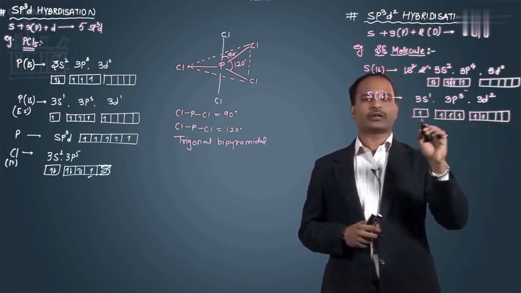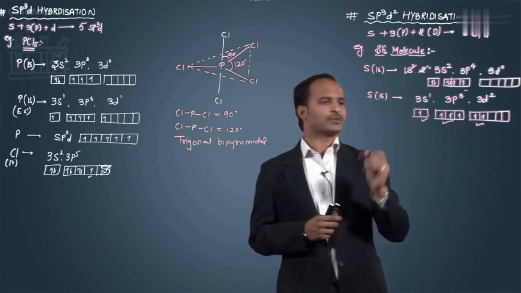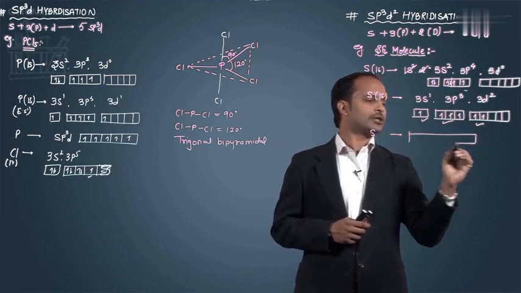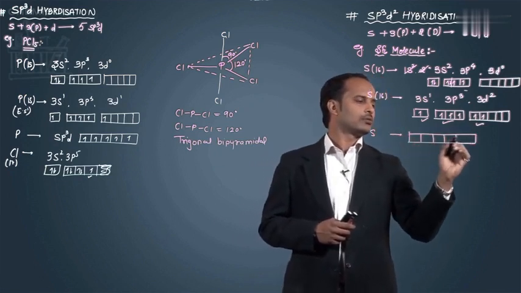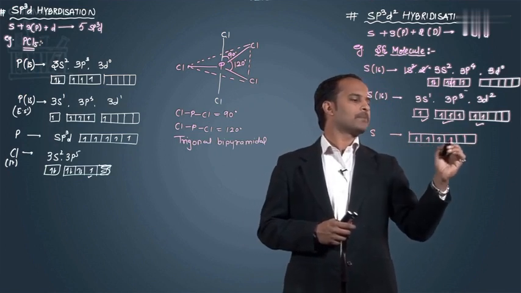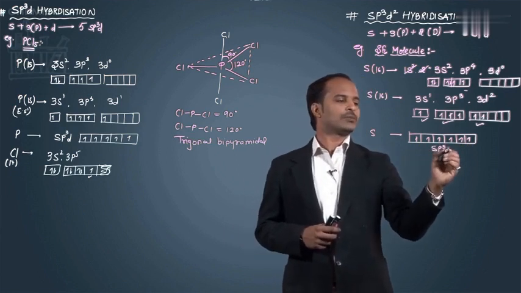So finally we have 1s orbital, 3p orbitals and 2d orbitals, which undergo mixing and recasting. So sulfur in the hybridized state will have 6 half-filled orbitals. The electron distribution will be the same. So these are the 6 sp3d2 hybrid orbitals.